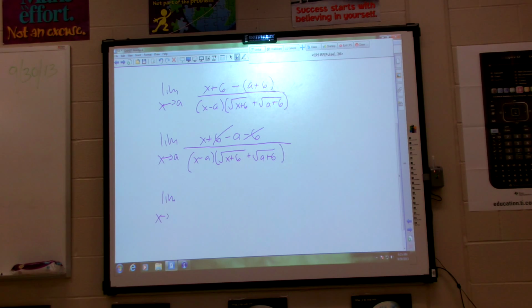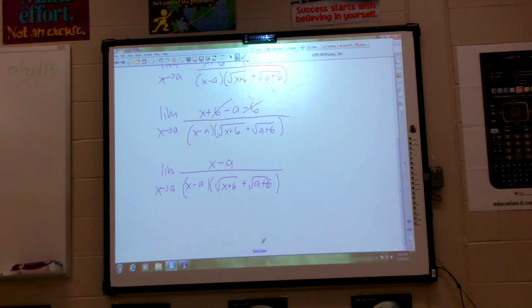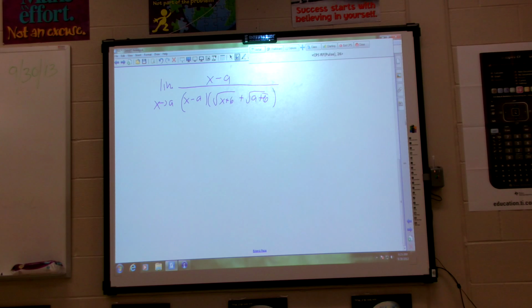Left with limit, x goes to a, x minus a all over x minus a, times square root of x plus 6 plus square root of a plus 6. Now what? The x minus a is canceled here because it's factored out, correct? So cancel, cancel. I have the limit, x goes to a, 1 over square root of x plus 6 plus square root of a plus 6.